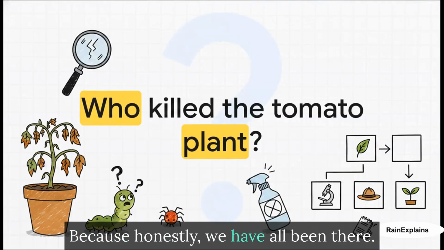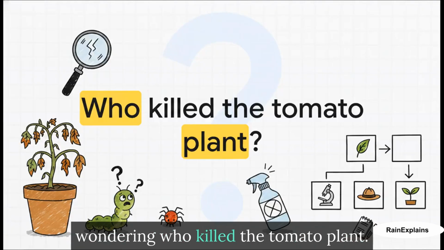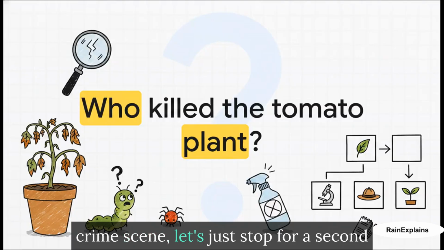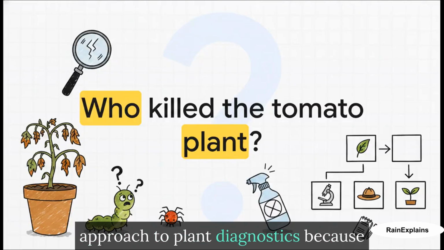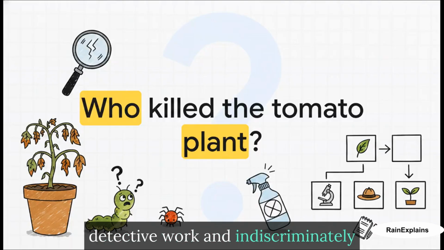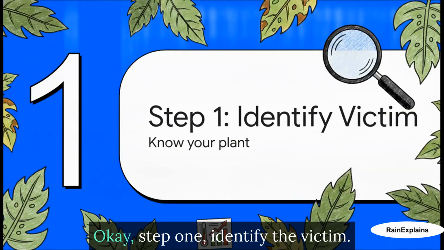Because honestly, we have all been there. You're staring at a shriveled leaf, just wondering who killed the tomato plant. But before you panic at our botanical crime scene, let's just stop for a second and establish a really methodical approach to plant diagnostics. Because guessing doesn't work in detective work, and indiscriminately spraying chemicals for sure doesn't work in horticulture. Okay, step one, identify the victim.